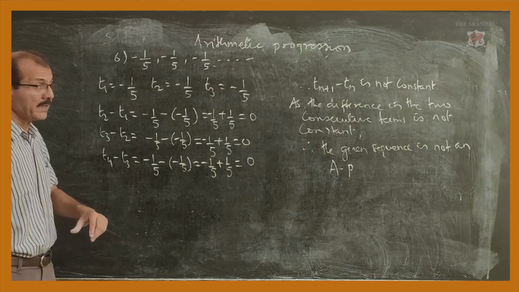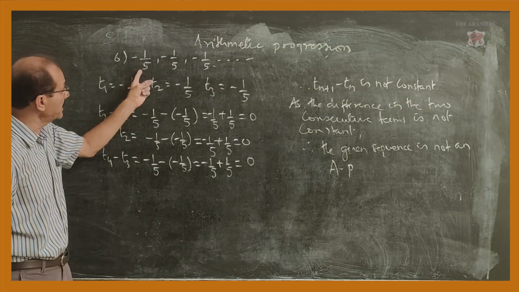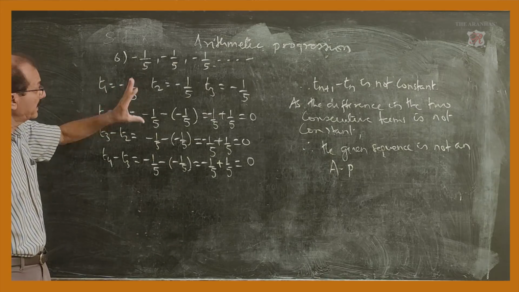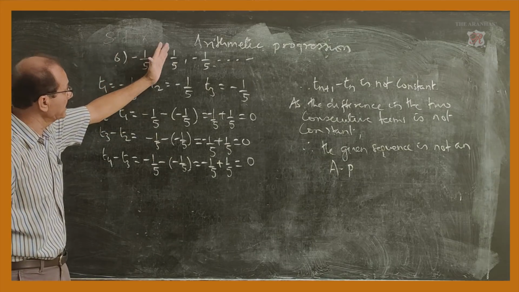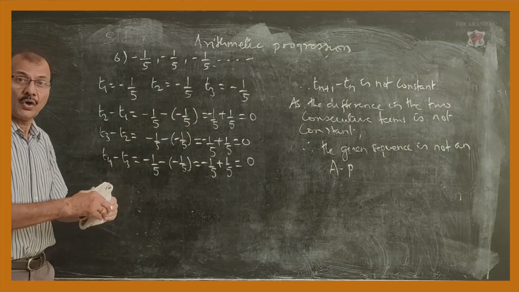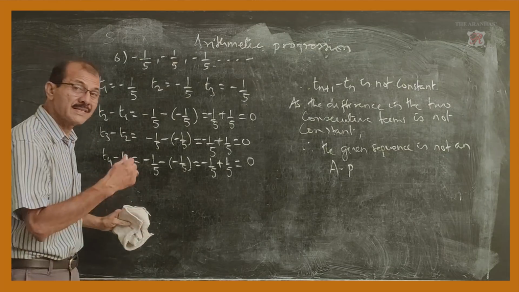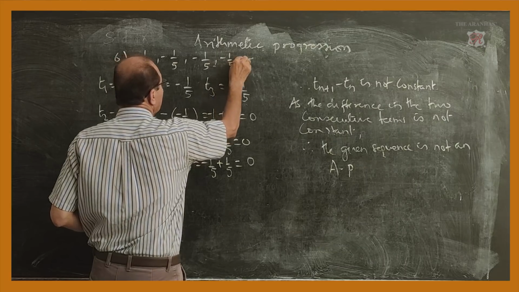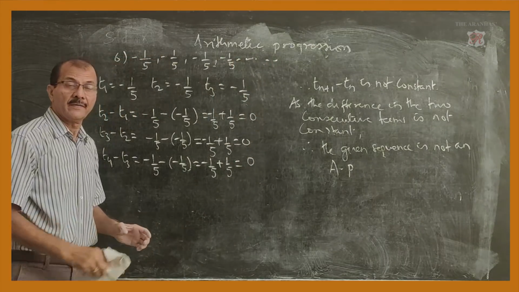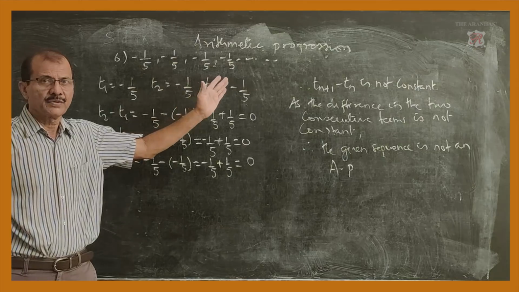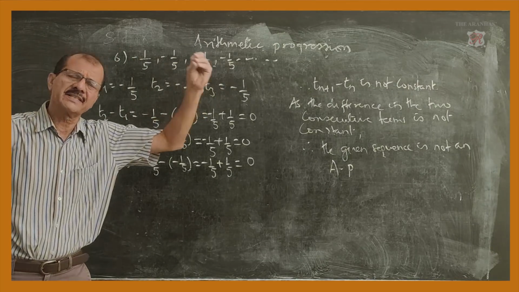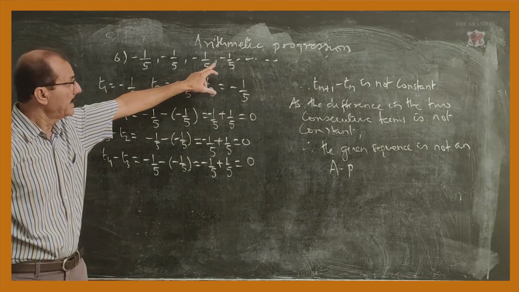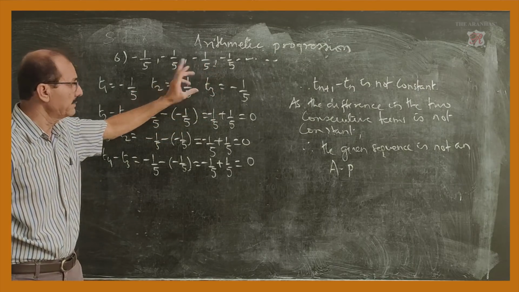Now you must be thinking that, sir, only 3 terms are there, T1, T2, T3. Where is the T4? See what is happening here. Minus 1 by 5, minus 1 by 5, minus 1 by 5. So all the terms of this sequence are minus 1 by 5. So you can write this as minus 1 by 5 and so on. So your T4, T5, T6 up to Tn and ahead will have the terms minus 1 by 5.